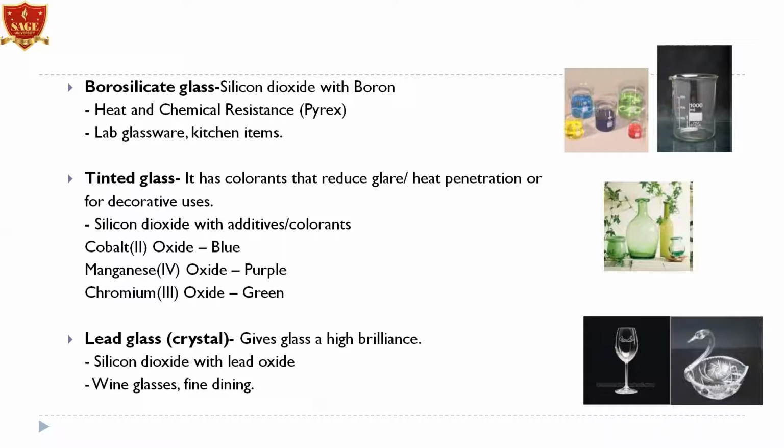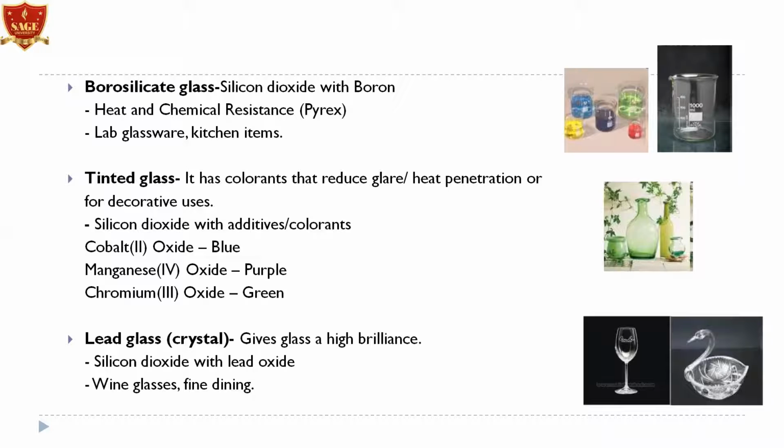Tinted glasses have colorants that reduce glare or heat penetration. Such type of glasses are used as decorative pieces and in laboratories to store some reagents and chemicals also. With silicon dioxide, there are additives or colorants added to such type of glass. Some additives or colorants are cobalt oxide, which gives blue color to the glass, manganese oxide, which gives purple color to the glass, and chromium oxide, which gives green color to the glass.